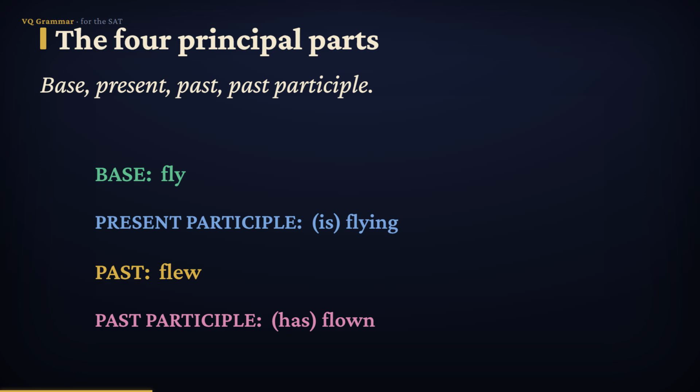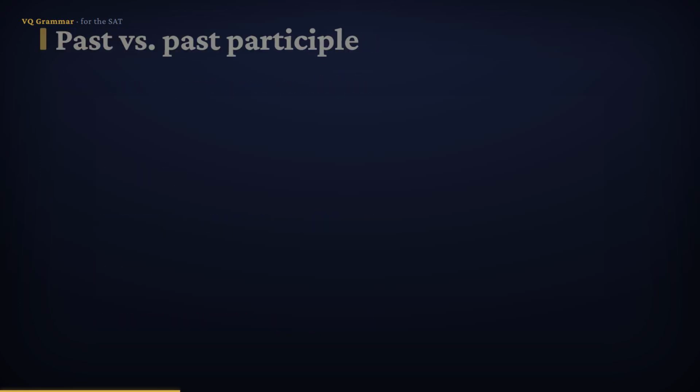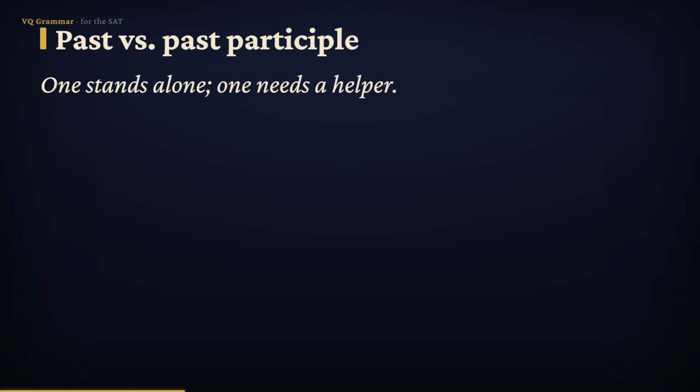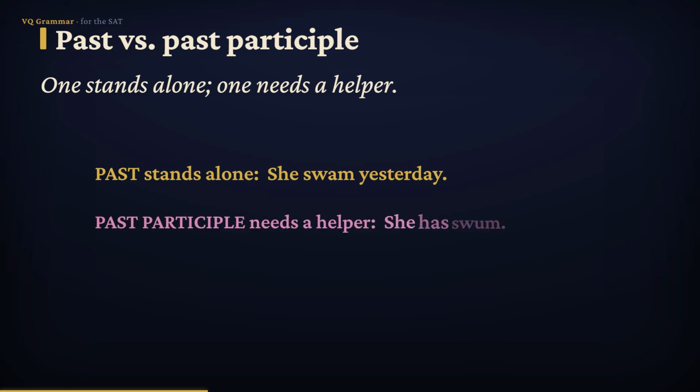For a regular verb, the past and past participle would both just add ed. But irregular verbs break that pattern, flew and flown, which is exactly why the last two parts must be memorized. Here's the distinction the test hammers on: past versus past participle. The past form stands alone, with no helper. She swam yesterday. But the past participle always needs a helping verb: has, have, or had.